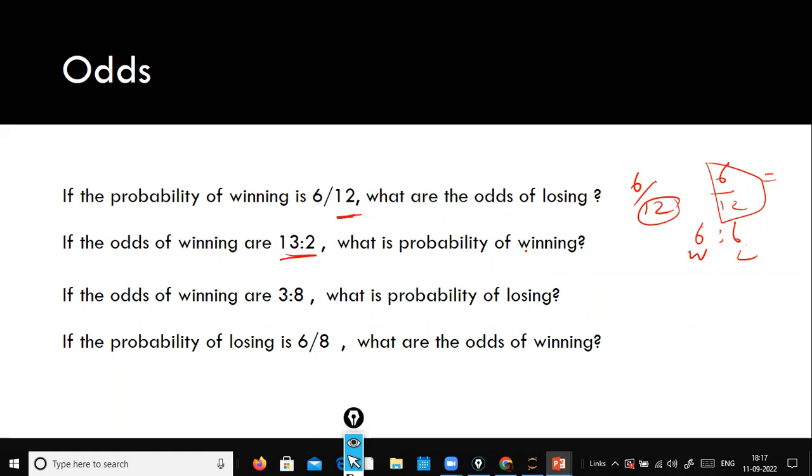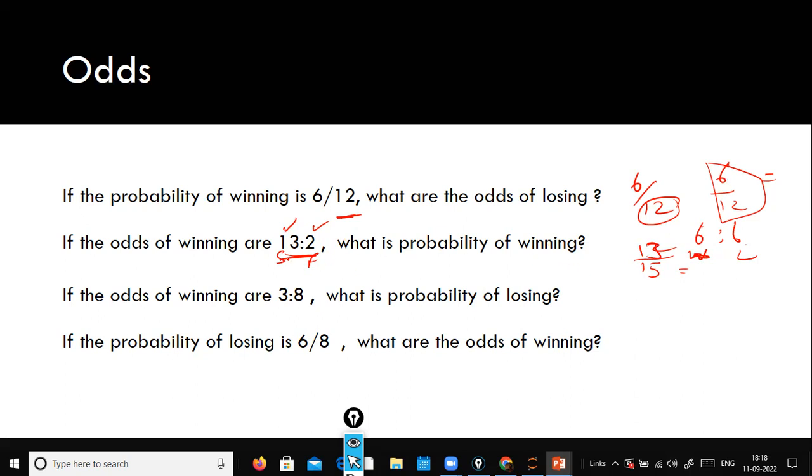Now you need to tell the probability. Probability values are bounded between 0 and 1. What is the total possible outcome? Look here, this is win and this is lose. So 13 is your win, 2 is your lose. What is the total? 15. This is success, this is failure. So if you divide, whatever you get is the probability of winning. The probability of winning is 13/15, because this is the win.